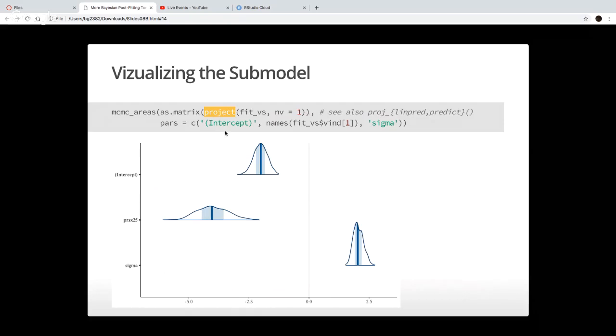And so you need to call project with, in this case, nv equals 1 for one variable. There's also proj_linpred and proj_predict if you want the linear predictor or the posterior predictions from the projected model, which only has one coefficient, but takes into account your uncertainty that came from the big model and your uncertainty as to whether a one predictor model really is adequate. But anyway, we can plot this, and it turns out that the one predictor that really is necessary in order to get the same expected log predictive density is PRSX25, which I don't know what that is.